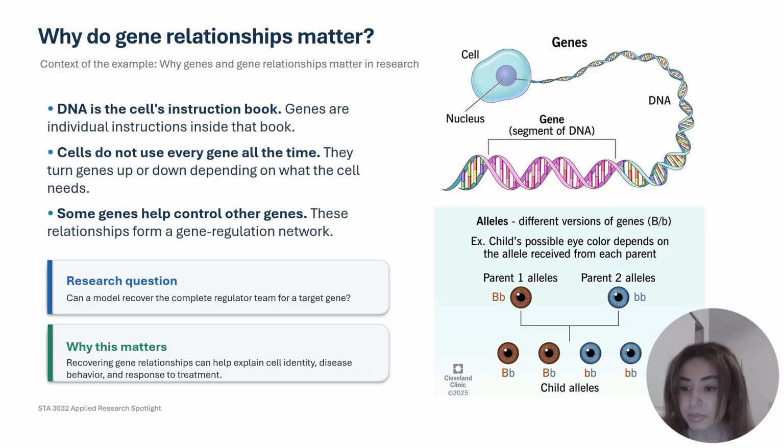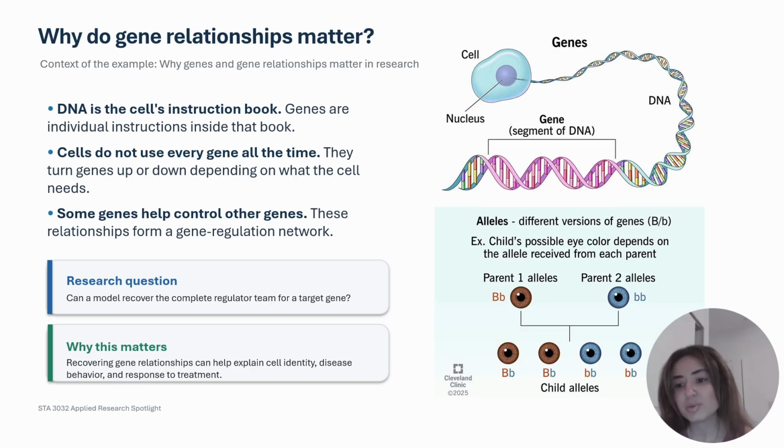However, the cells in the body do not use every gene all the time. A cell can turn some genes up, turn some genes down, make some of them quiet and inactive, and keep them that way until the genes are needed. We also have some genes that help control the other genes, and these control relationships form a gene regulation network.